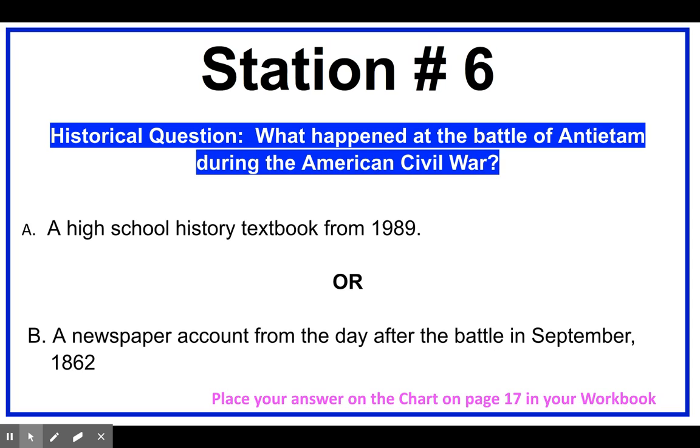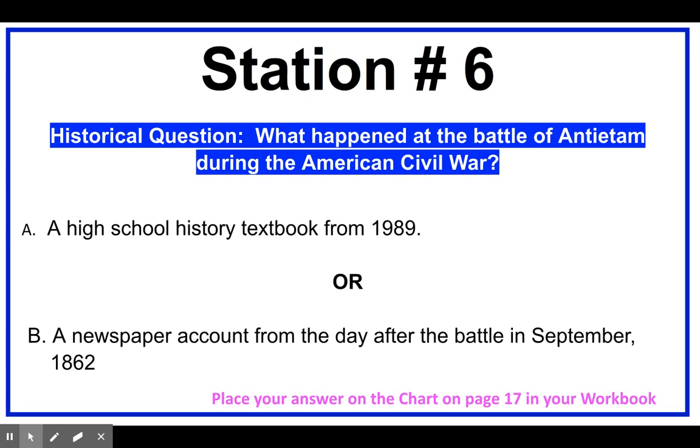Okay? So is the newspaper account from the day after the battle a primary or a secondary source? I would say that's a primary source. I know it wasn't written on the day of the battle, but it was written the next day. So it's written at that time and place in history. It was the next day. So I think that would be pretty reliable.